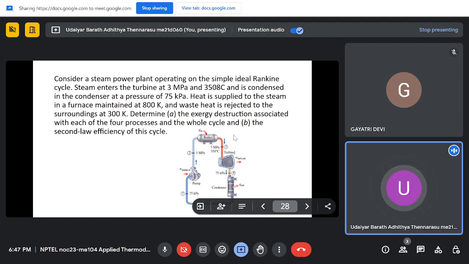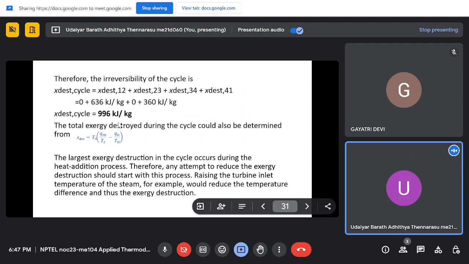Work will not generate any exergy destruction, as the entropy generated will be 0 because of work transfer, and the only entropy generation will be because of the Q in and Q out. So the exergy destroyed is Q out by TL minus Q in by TH, times T naught. That's the expression for the total exergy destroyed for the cycle, and it will be the same as what we calculated previously. It will come out to be 996 kilojoule per kg.